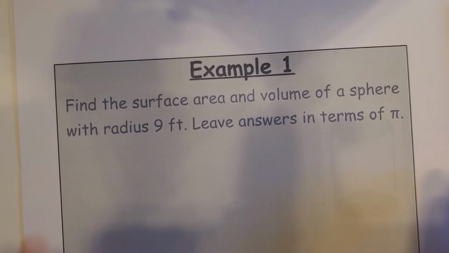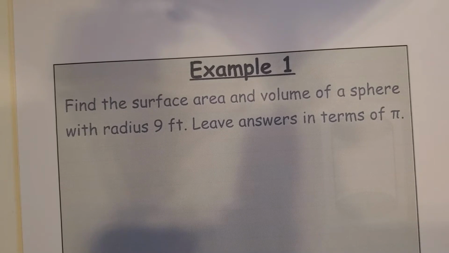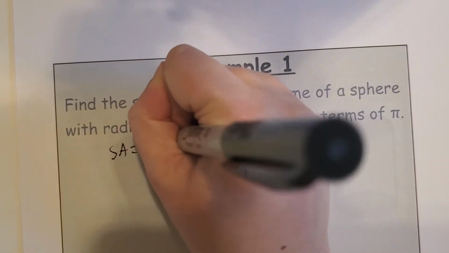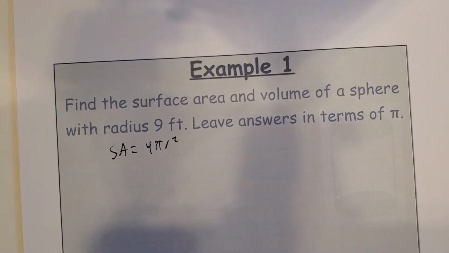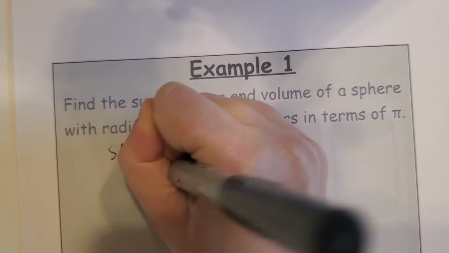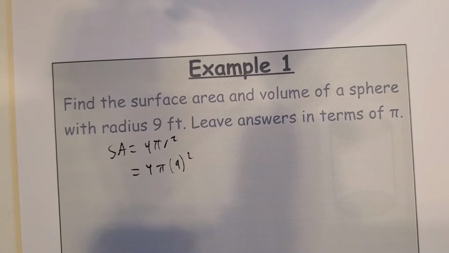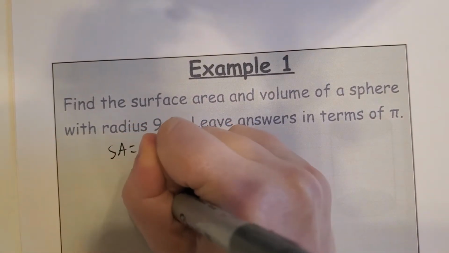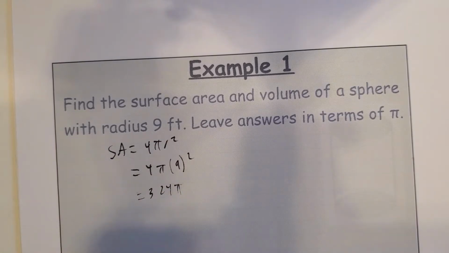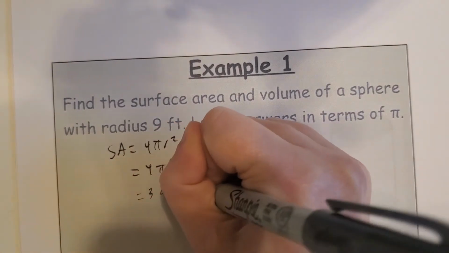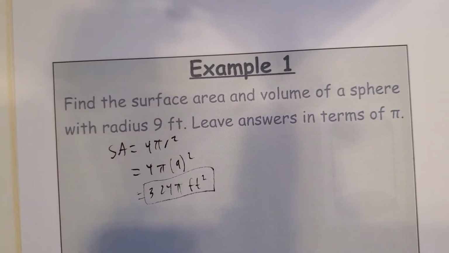All right. Find the surface area and volume of a sphere with radius 9 feet. So, surface area of a sphere is 4 pi r squared. So this is pretty easy. We have the radius, so we're just going to plug that radius in and then simplify it. So we could just do 81 times 4, and it's 324 pi. We were told to leave it in terms of pi. That's great. Don't forget units, feet squared.